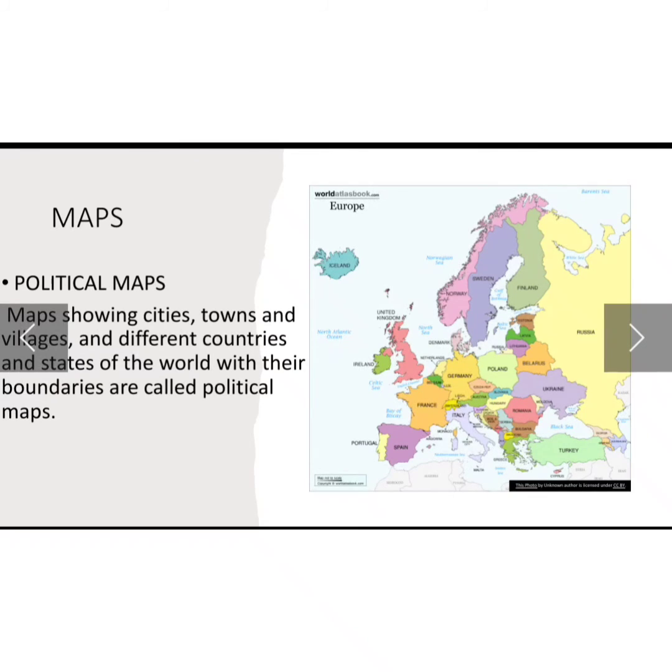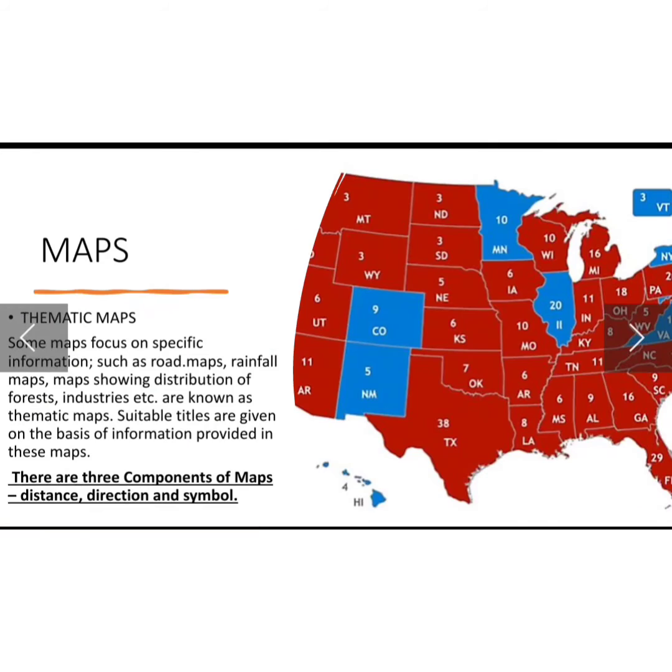Okay, the next type we have is thematic maps. So this is the third type of map that we are going to discuss, and some maps focus on specific information. Certain maps focus on specific information such as roads, rainfall, maps showing distribution of forests, industries. So these types of maps are called thematic maps.